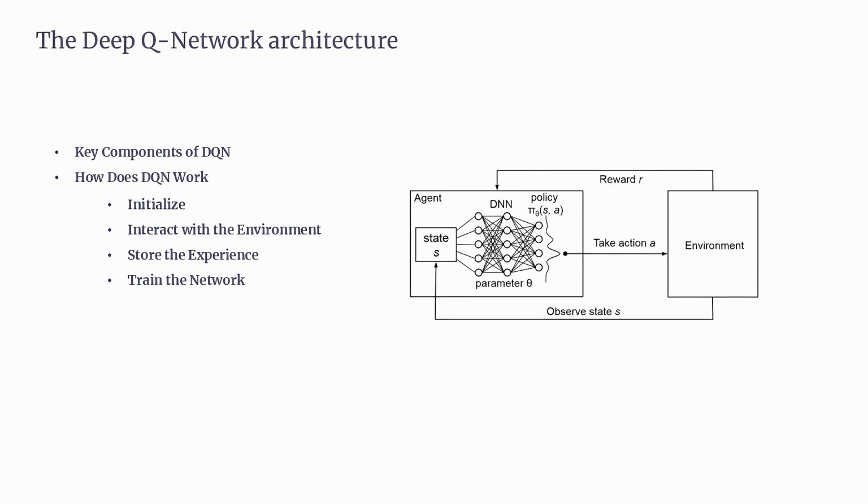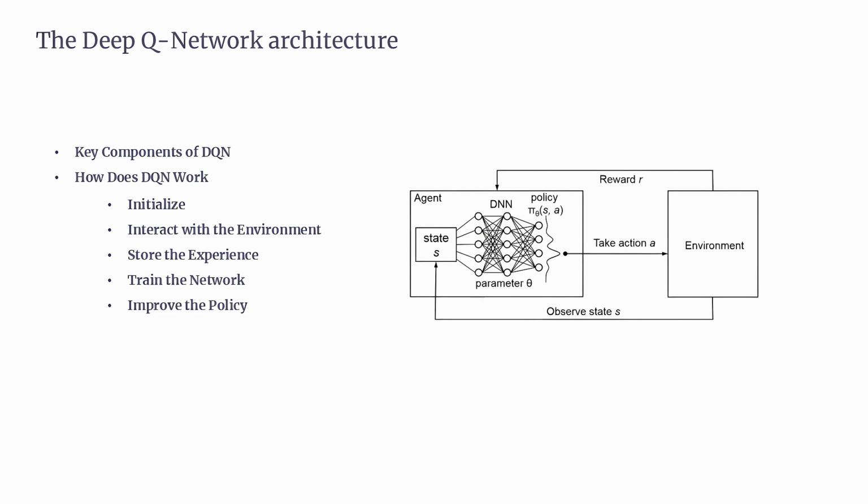For each experience, compute the target Q value using the Bellman equation, where gamma, the discount factor, balances immediate and future rewards. Update the neural network by minimizing the difference between the predicted Q value and the target Q value.